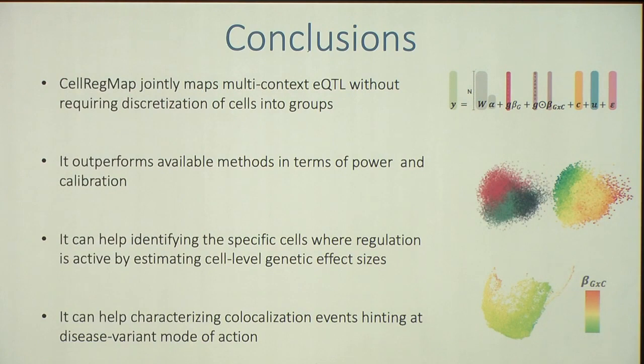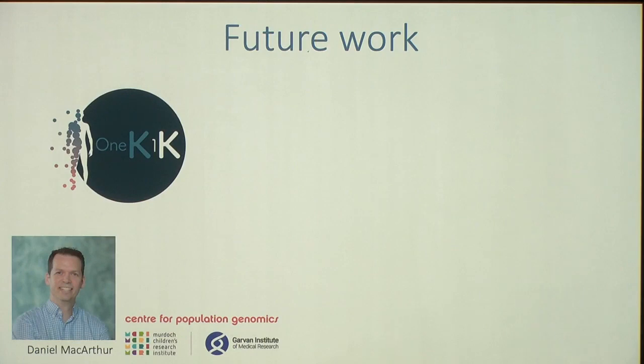which is a method that allows to jointly map multi-context eQTL without requiring discretization of cells into groups. I haven't shown this here, but please check the preprint. We use extended simulations to show that our method outperforms available methods in terms of both power and calibration. This method can help identify the specific cells where regulation is active by estimating cell-level effect sizes, which can also help characterize colocalization events. Sorry, just one last slide on future work.